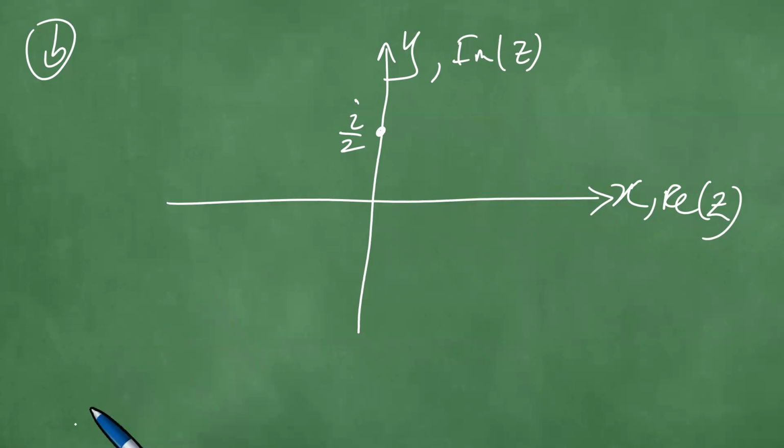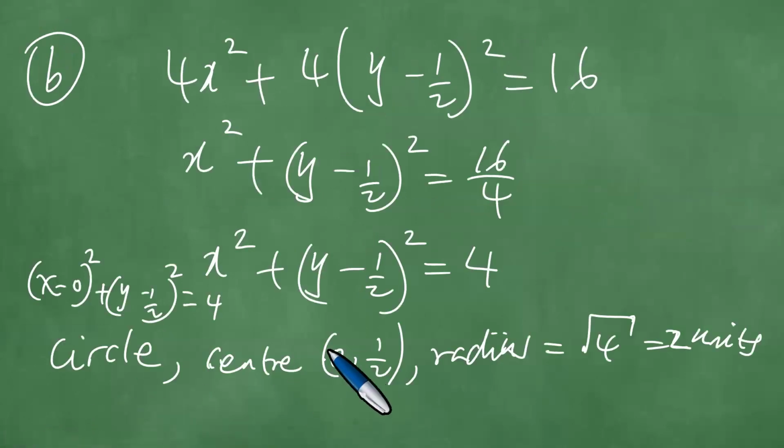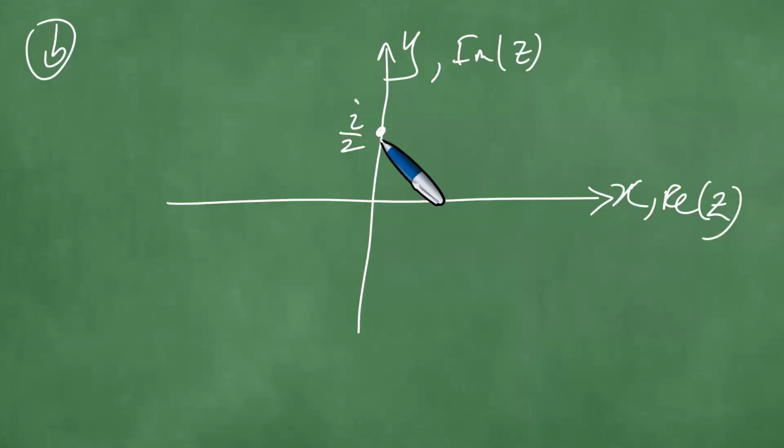With that said, we continue and look at the circle centered at this point with radius 2. If you add 2 to a half, you get 2.5, which is like 5 over 2 i. And going 2 down from here, you get to minus 3i over 2.